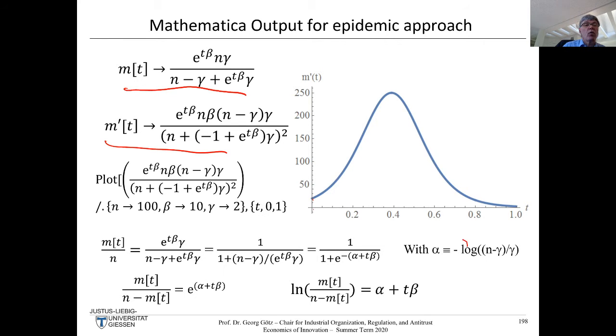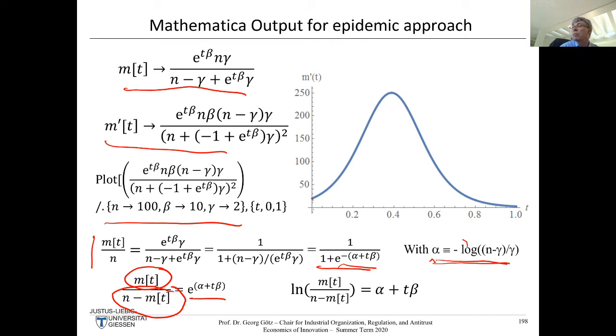Okay, and I plotted this here. What I did here is, remember we had this alpha up there, and here you see you just use a certain definition of alpha. Here I use M over N, this is just the share of infected, okay, and you get our logistic curve. Why is that so interesting? If we rearrange that further, and here what we are doing is the number of infected divided by the number of not yet infected, we get this e raised to the power of alpha plus t beta.